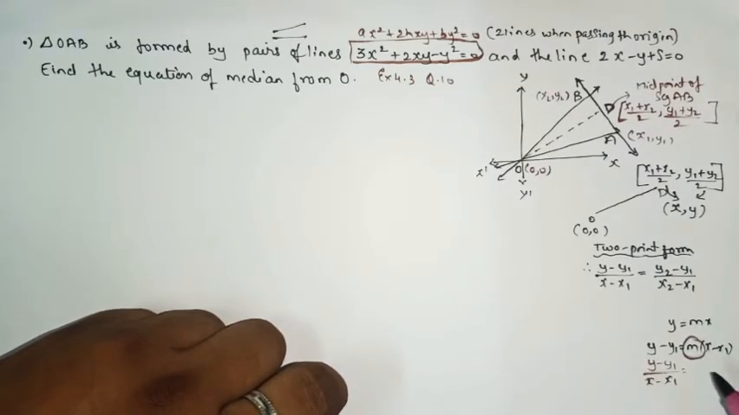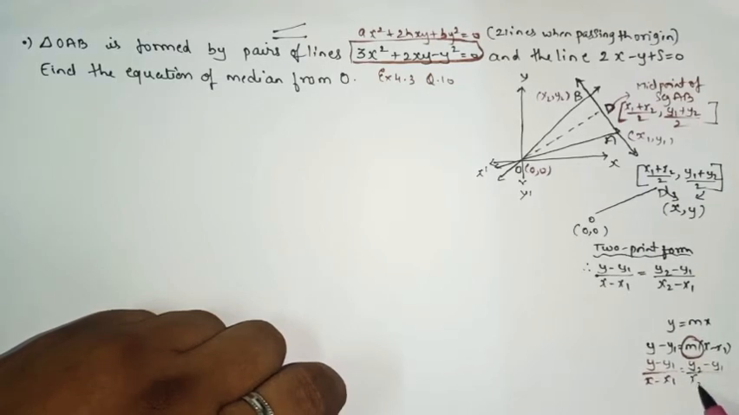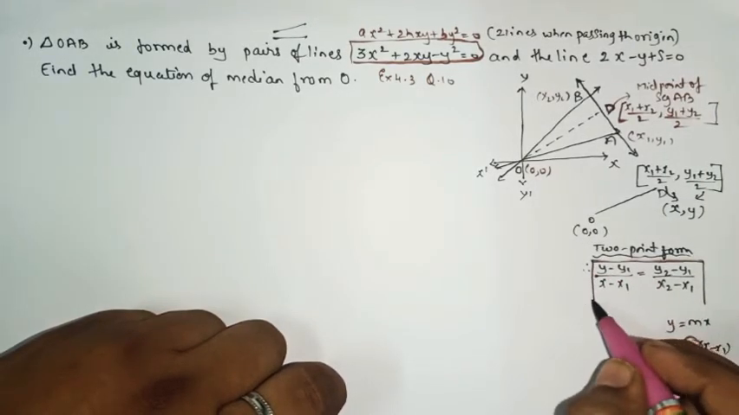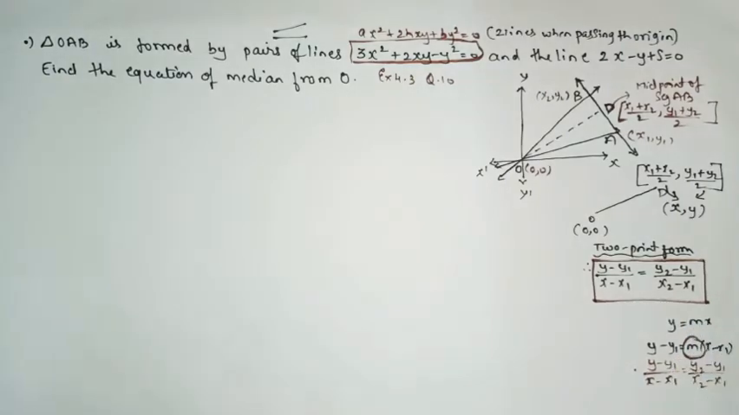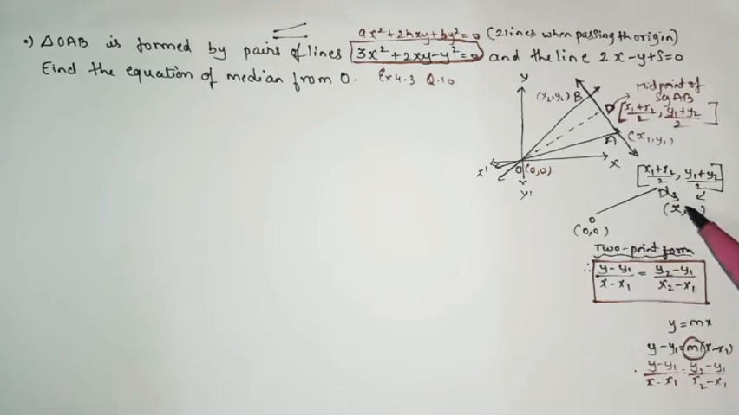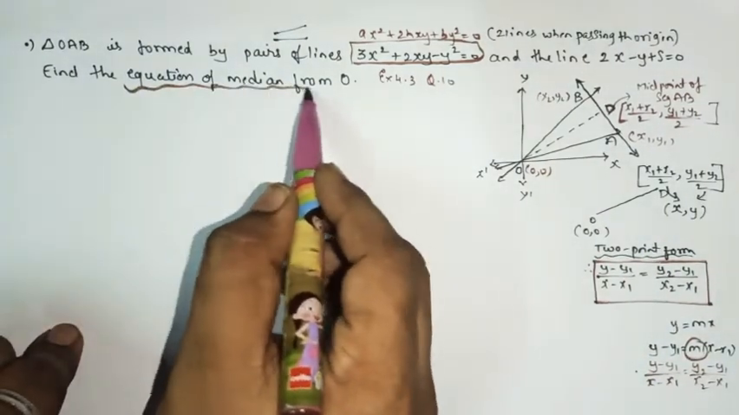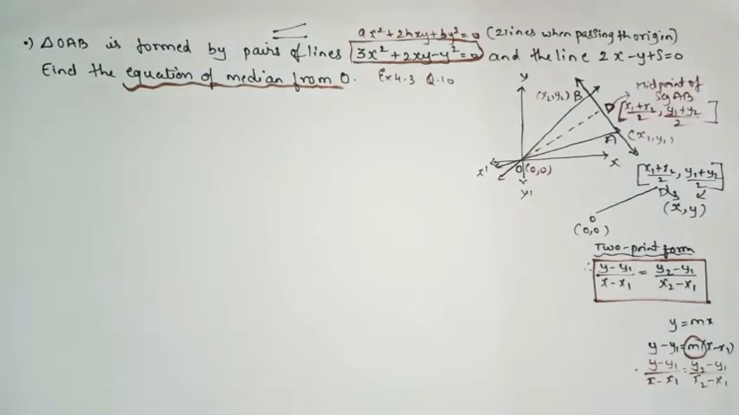So here we are left with m. We know that when we have 2 points, we find the slope by using the formula y2 minus y1 upon x2 minus x1. This is known as the 2-point form. So here we got the formula for the 2-point form. With the help of this and the coordinates of O and D, you will get the equation of median from O. So now let's begin with the presentation part.